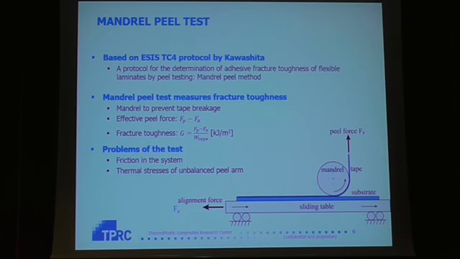The problem with this system is that you're measuring the alignment force and the peeling force, and everything that happens in between, so any energy dissipation between these two measurements will affect your results. Mainly friction. And when we generate our crack, we also release residual stresses or thermal stresses, and they will be in that measurement.